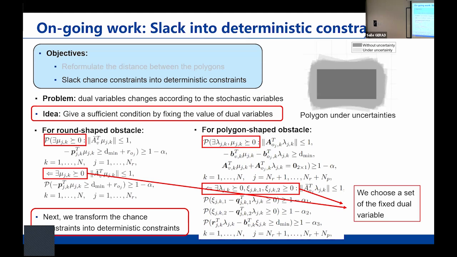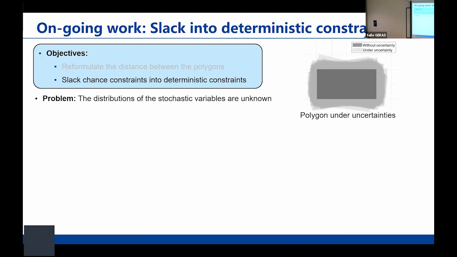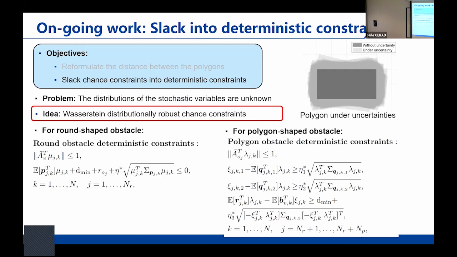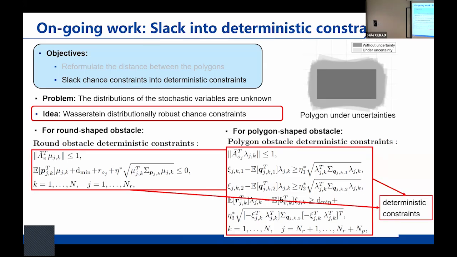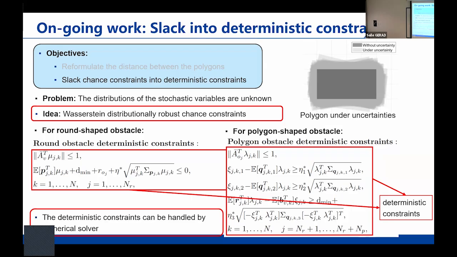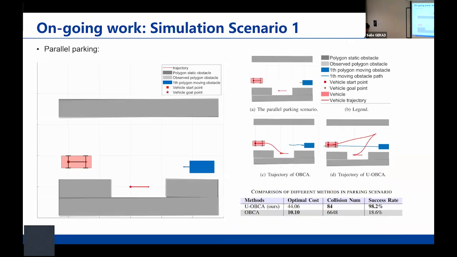But anyway, next we transform the chance constraints into deterministic constraints. The idea is that we use this Wasserstein distributionally robust approach. We create a Wasserstein ambiguity set, and then we manage to change everything into deterministic constraints, so that you can calculate this expectation and this sigma. So you can push it to an off-the-shelf solver. So that is the parallel project.